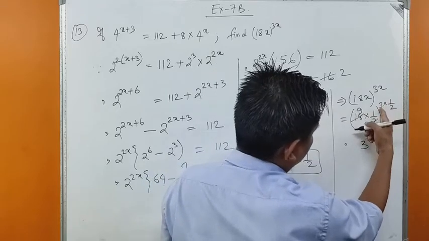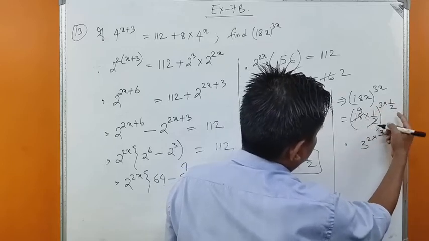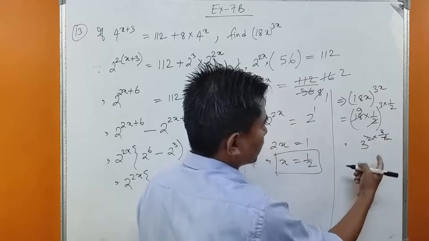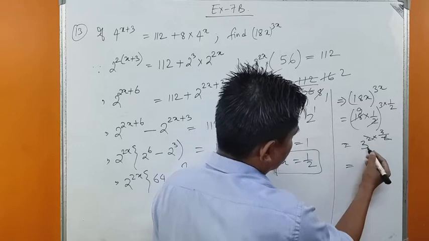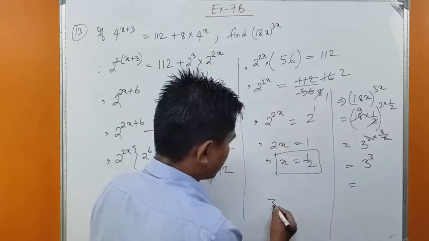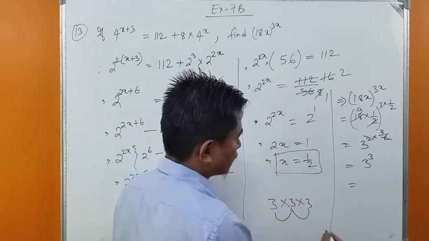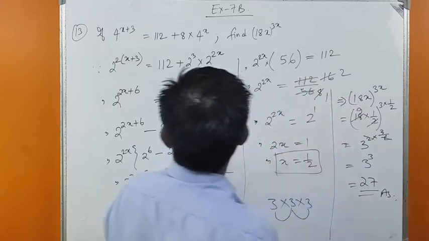Into, now this power, I must not forget this power. 3 upon this 2. So 2 and 2 can be cancelled because this 2 is in the denominator and this 2 is in the numerator. This gives us 3 cubed. 3 cubed means 3 into 3 into 3. 3 multiplied 3 times. 3 3s are 9, 9 3s are 27. So this is 27. This is the answer for question number 13.